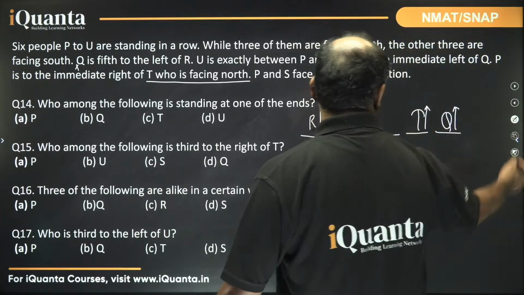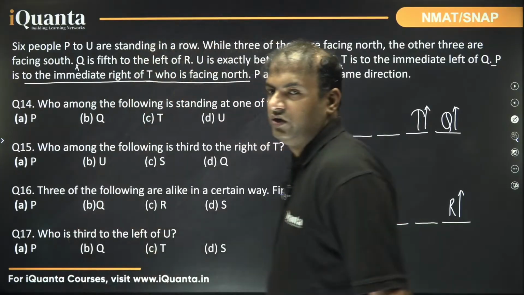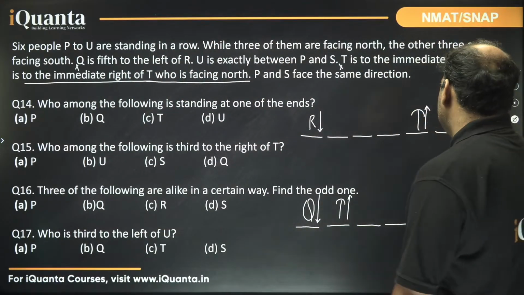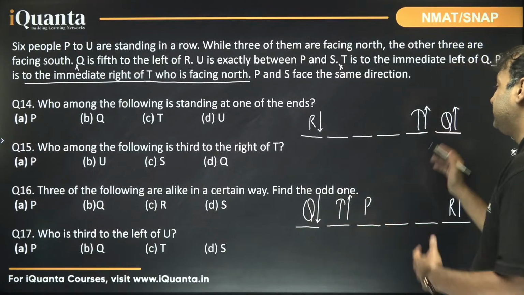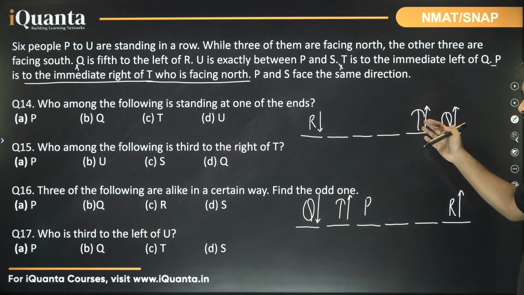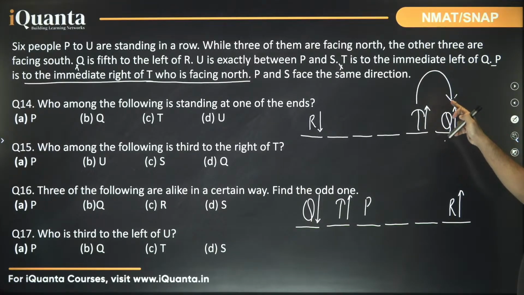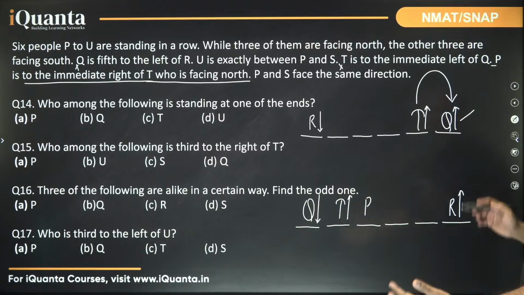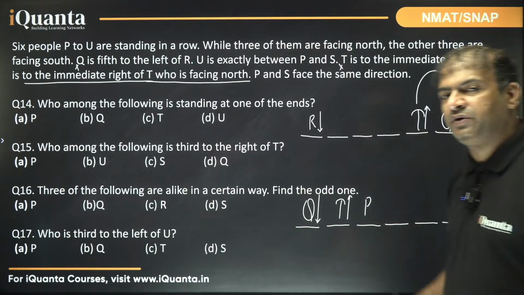And now they are saying that P is to the immediate right of T, right? P is immediate right of T. Okay guys, if T is here, then immediate right of T, P must be here. But in this case, I'm sure you can observe, if T is here facing north, so to the immediate right of T, P must be here. But at this place, we already have Q, right? That means this case is not correct. This got contradicted, so it must be overruled, right?